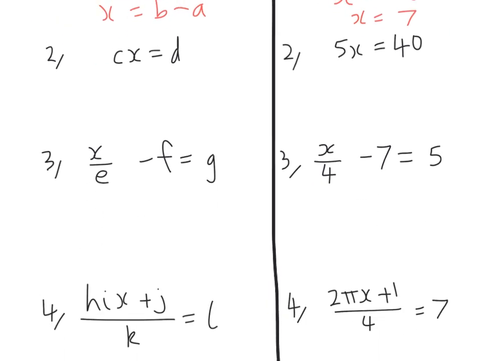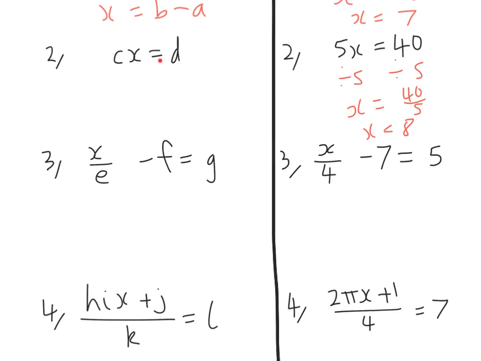Example 2. Here we have 5x equals 40. If we wanted to find out 1x to solve that one, we would divide by 5. We always divide by the number of x's to get x on its own, and we would get 40 divided by 5, which is 8.